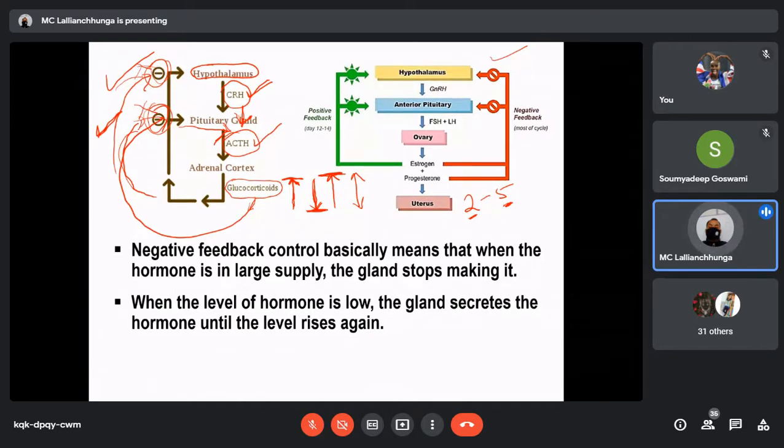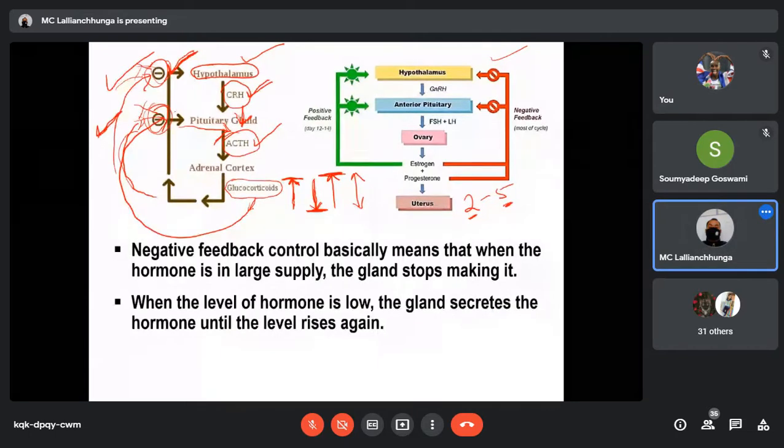Or we can say that this is the indirect negative feedback mechanism, and this is the direct mechanism, like that we can call it.